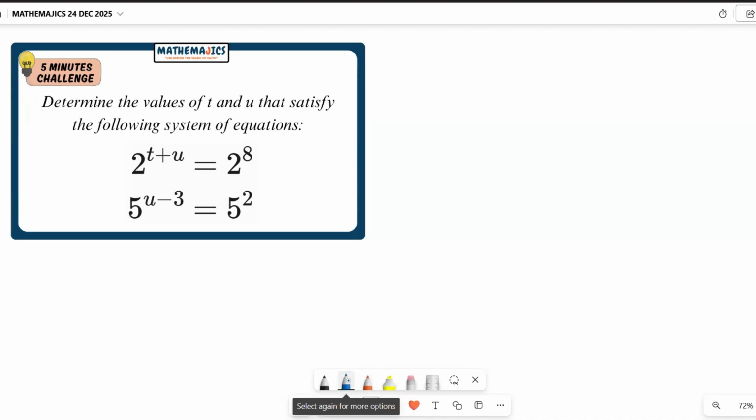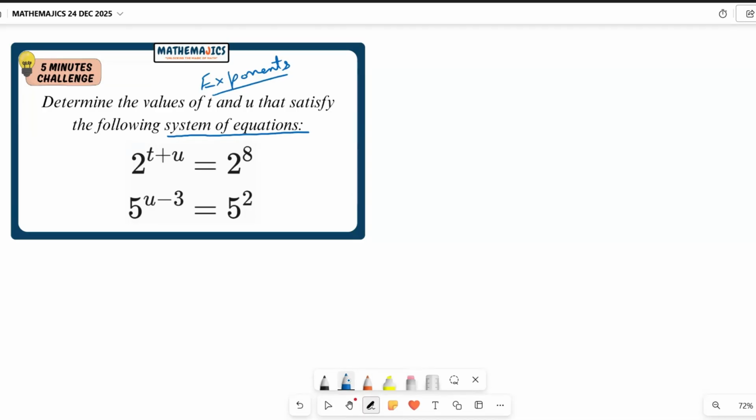Hello everyone. So we have this interesting question from algebra today where we will be using the concept of system of equations and we will also use the concept of exponents. So these two topics we'll be using to answer this question.